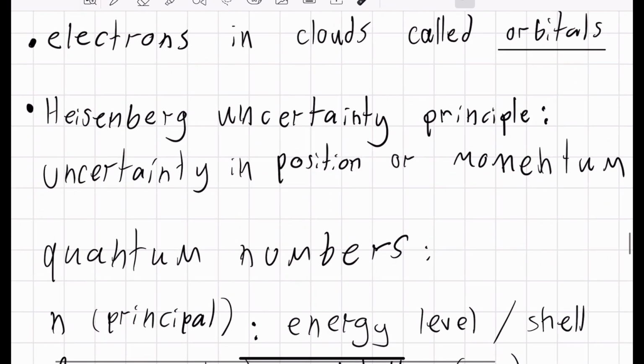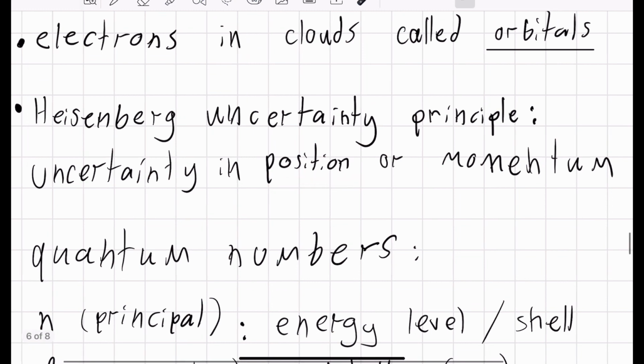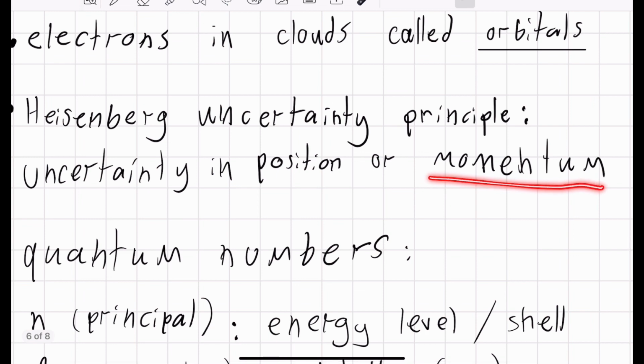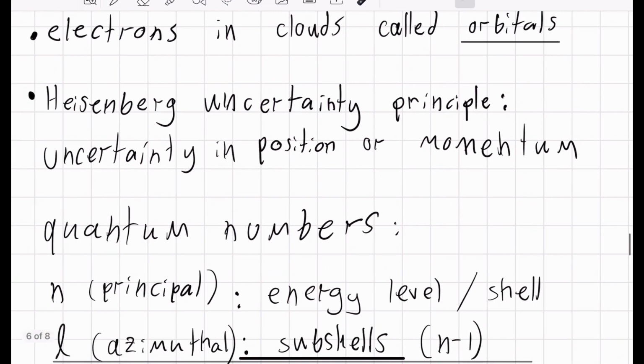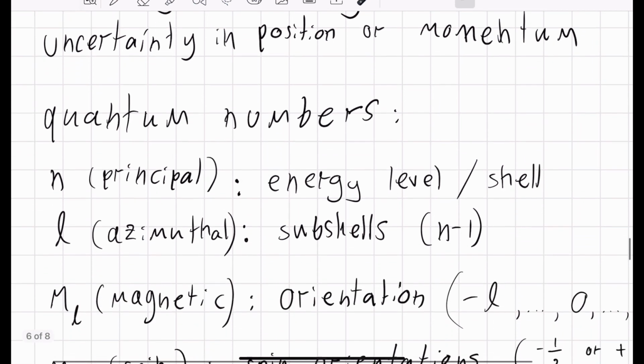We can know the position very well if we assume it has zero momentum, but then we won't actually know what the momentum is. And vice versa, if we know what the momentum is, and given the electron is moving and it actually has a momentum, we won't be able to get a specific position for that electron. So that's basically the Heisenberg uncertainty principle.